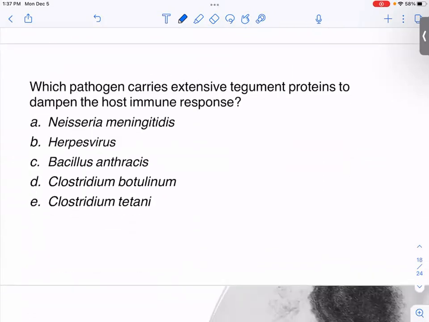One more. All right, which pathogen carries extensive tegument proteins? Most of those proteins function to dampen the host immune response. Things like down-regulating production of MHC class 1.